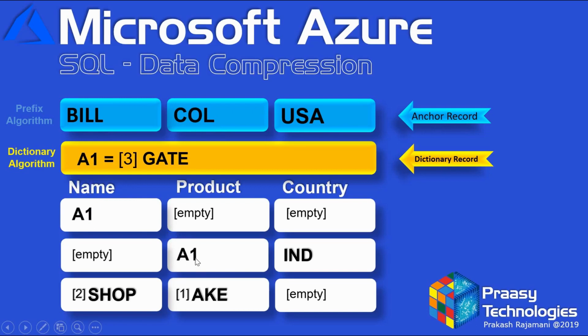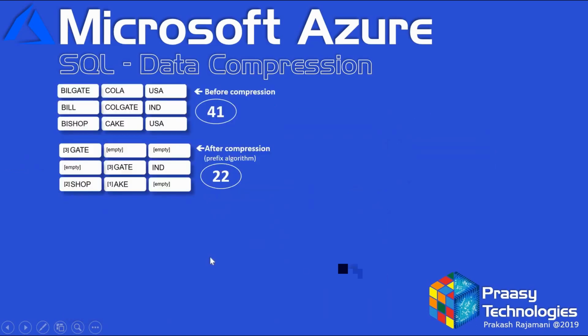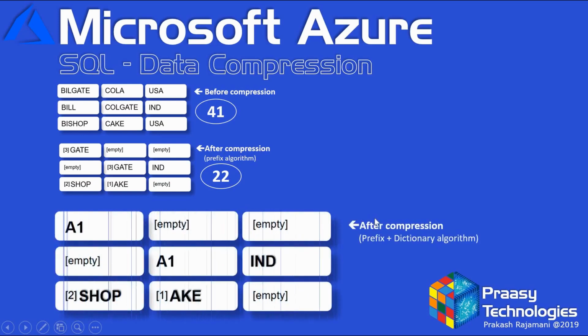Then no other words are getting repeated, so the dictionary algorithm has been applied on the entire table. Now compare the size of the table. Before compression it was 41, then after compression with the prefix algorithm it has been 22.